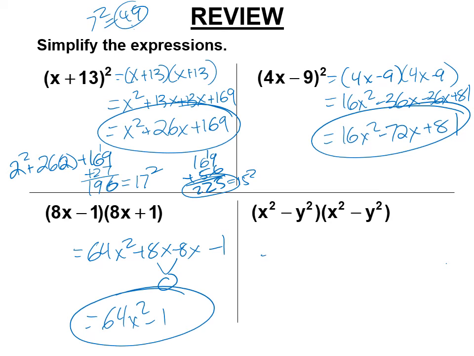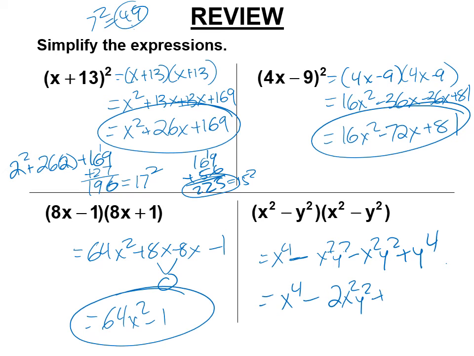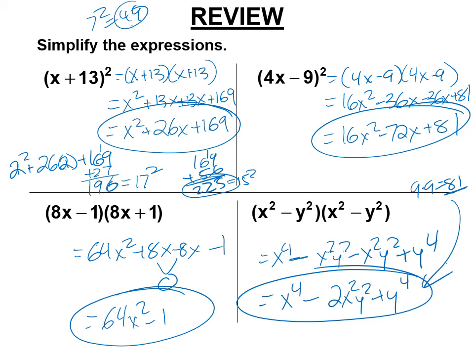And this one, which we've done many times, x to the 4th minus x squared y squared minus x squared y squared plus y to the 4th equals x to the 4th minus 2x squared y squared plus y to the 4th. That also is a perfect square trinomial, right? Because I multiplied the same thing twice, just like 9 times 9 is 81, and 81 is a perfect square, so is that.